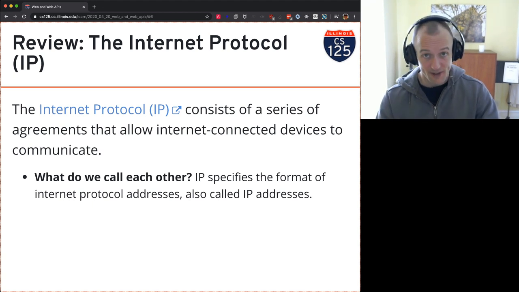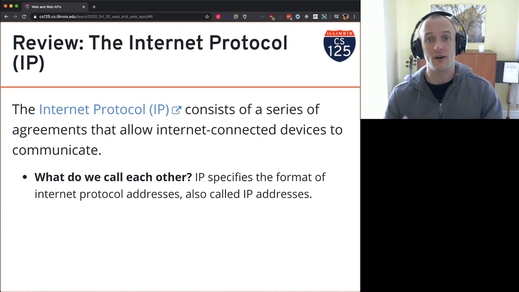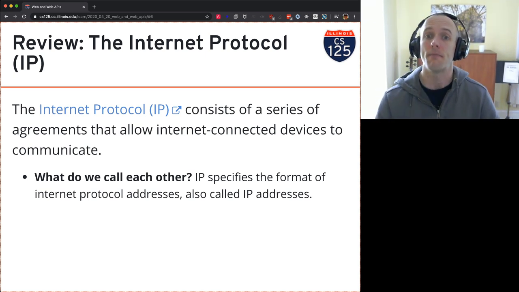But what does it do? And then we'll come back and talk about what it doesn't do and why those things are a good thing that it didn't try to do. So the internet protocol has been intentionally kept very simple. It answers pretty much two questions, okay?